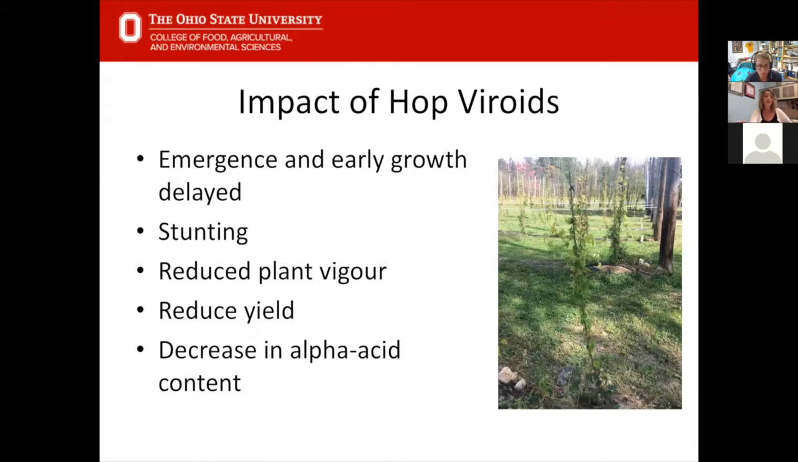And again, you have reduced plant vigor and reduced yield. And in the case of viroids, you also have a decrease in your alpha acid content. So you have a reduction in your brewing characteristics, which obviously is very important to the hop grower and the brewer.